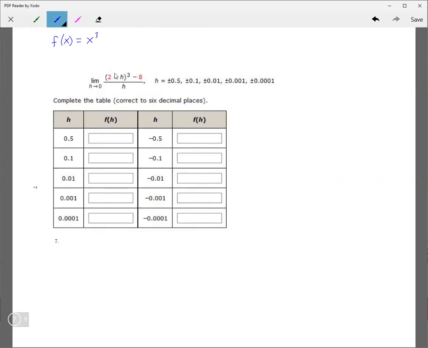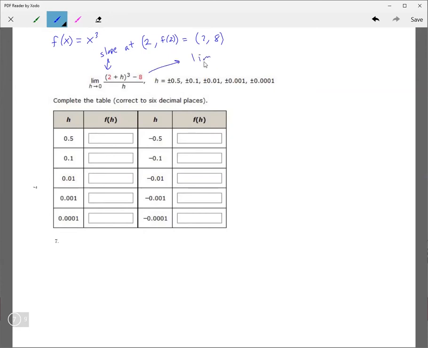what this represents is the slope at 2 comma f of 2, which is 2, 8. So this graph goes through the point 2, 8, right? This is going to represent that slope. Okay.